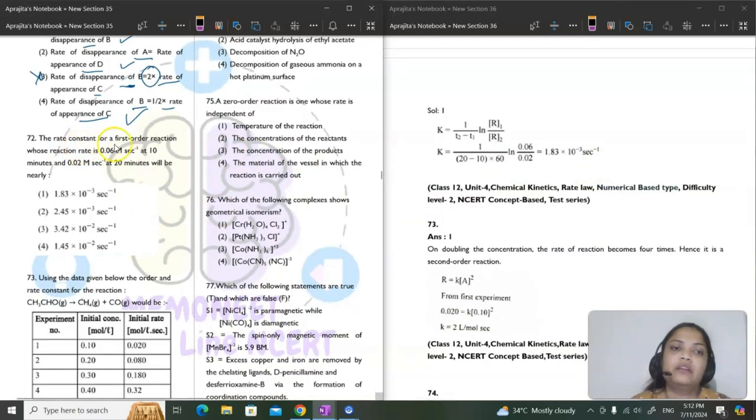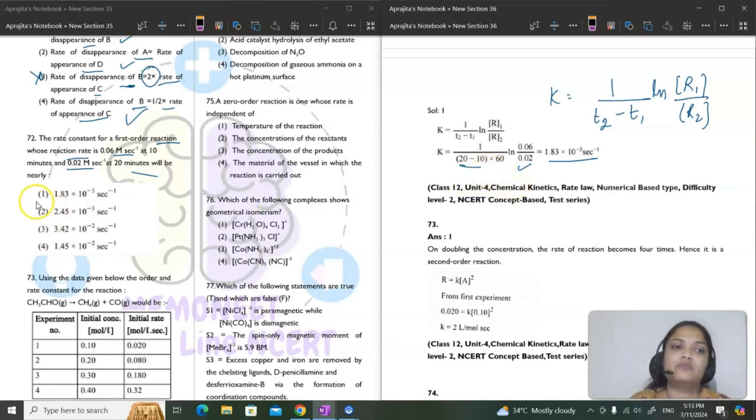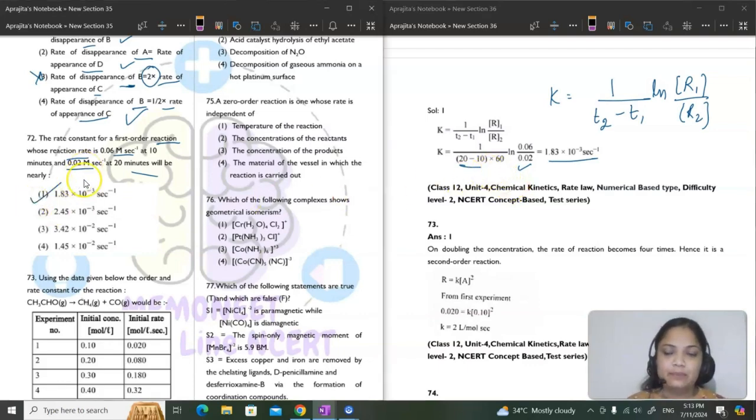Question number 72. The rate constant of a first order reaction whose reaction rate is 0.06 molar per second at 10 minutes and 0.02 molar per second at 20 minutes would be. So we have to find out the rate constant. The formula for rate constant would be 1 upon T2 minus T1, because we are talking about a first order reaction, log of R1 upon R2. All the values are given, time is given, rate is given. Just solve it and we'll get the answer 1.83 times 10 to the power minus 3 per second.